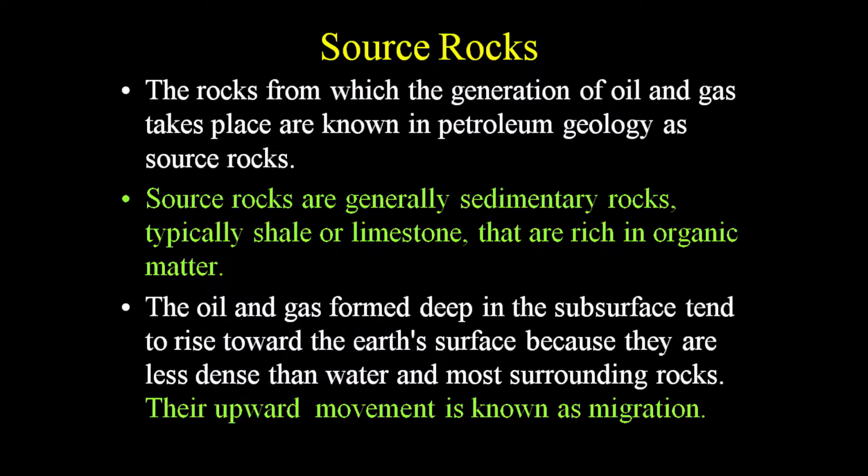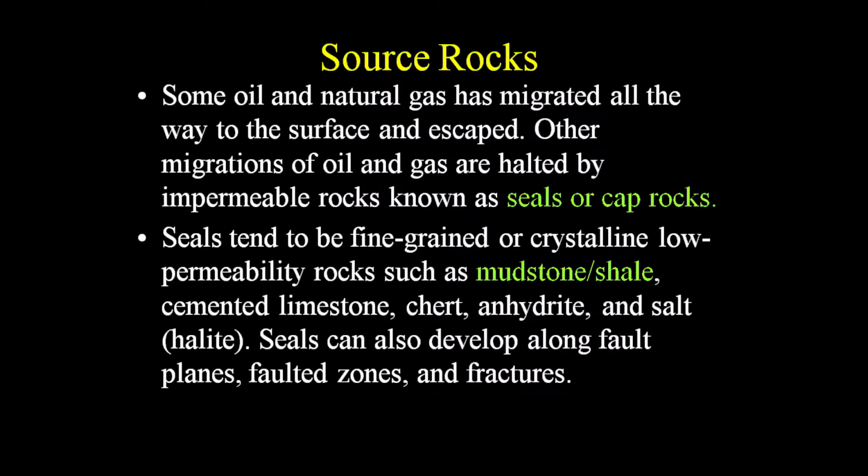The oil and gas formed deep in the subsurface tend to rise toward the Earth's surface because they are less dense than water and most surrounding rocks. Their upward movement is known as migration. Some oil and natural gas has migrated all the way to the surface and escaped. Other migrations of oil and gas are halted by impermeable rocks known as seals or cap rocks.